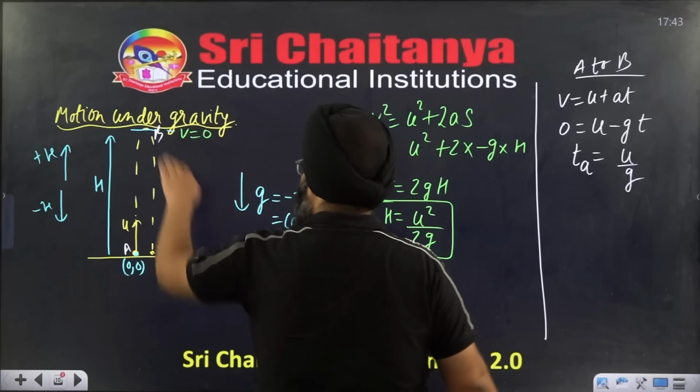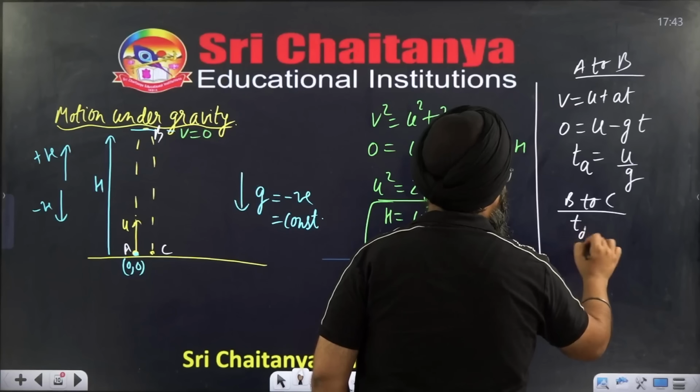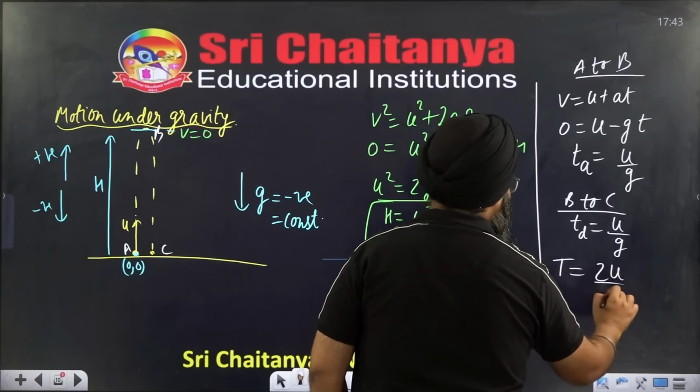In the same way, when the particle goes down from B to C, if you calculate the time, it will also come out to be U/g. So what will be the total time of flight? It will be 2U divided by g.